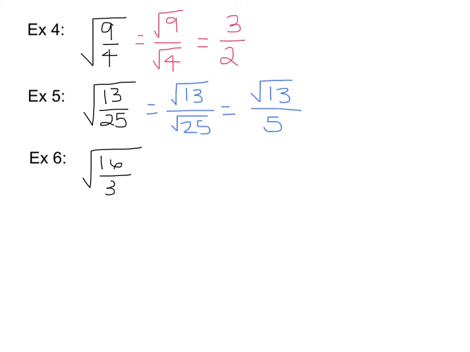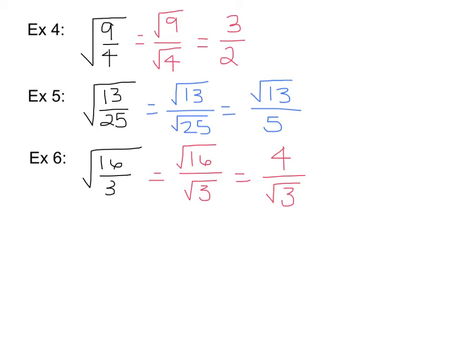Example 6 is going to be our last example talking about simplifying radicals, and this one is a little more difficult than all the other ones. So I have the square root of 16 divided by the square root of 3. Again, I'm going to take the square root of the top and then the square root of the bottom. The square root of 16 gives me a nice number of 4. The square root of 3, however, I cannot simplify.